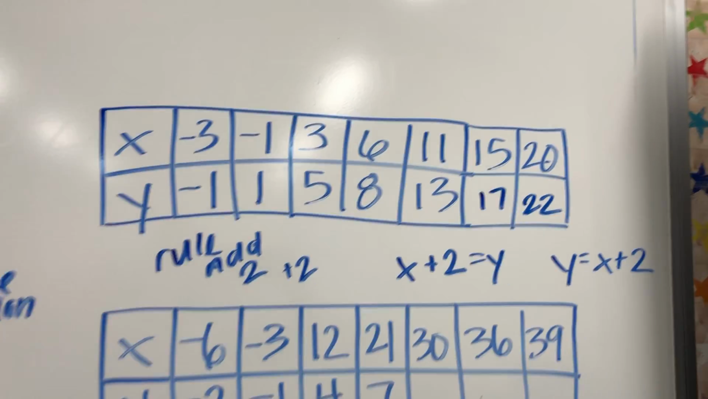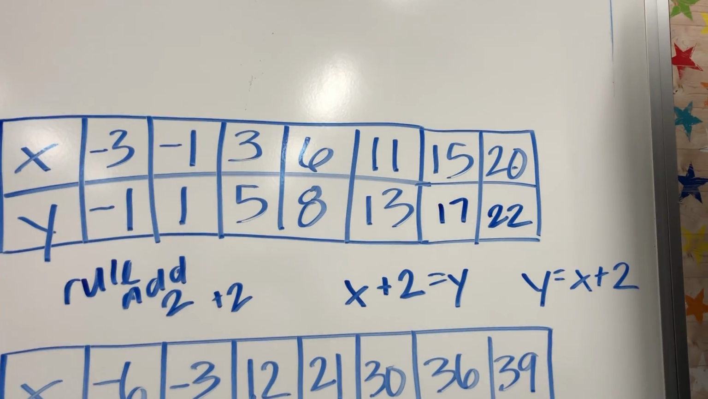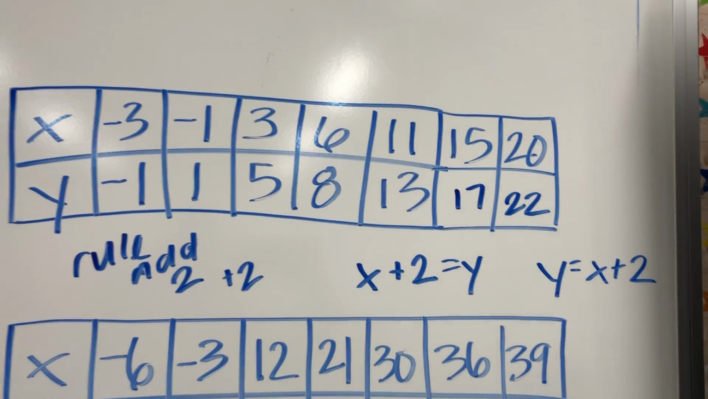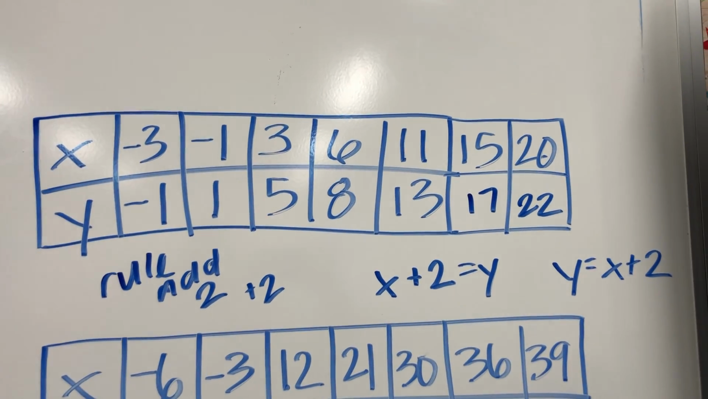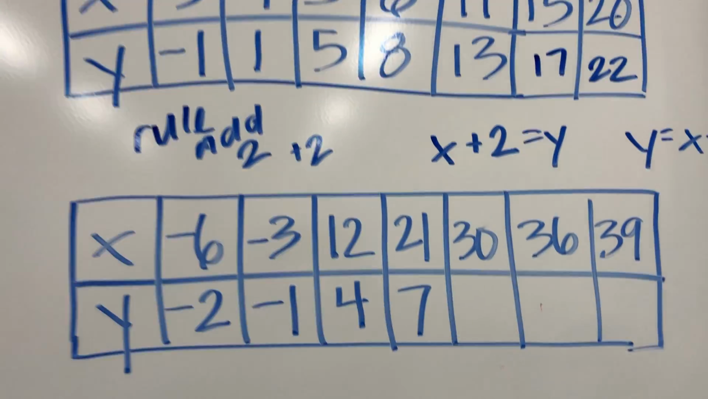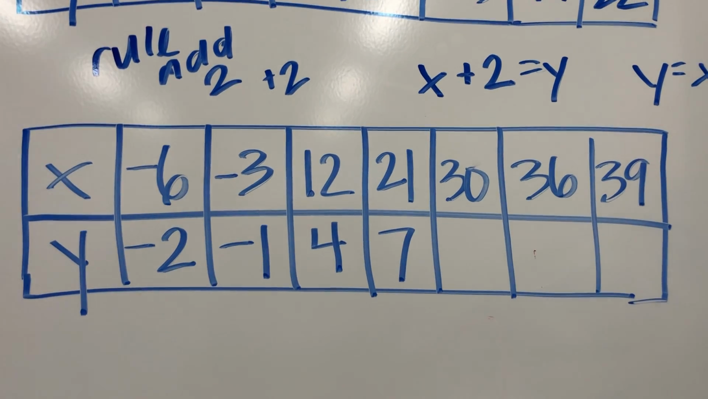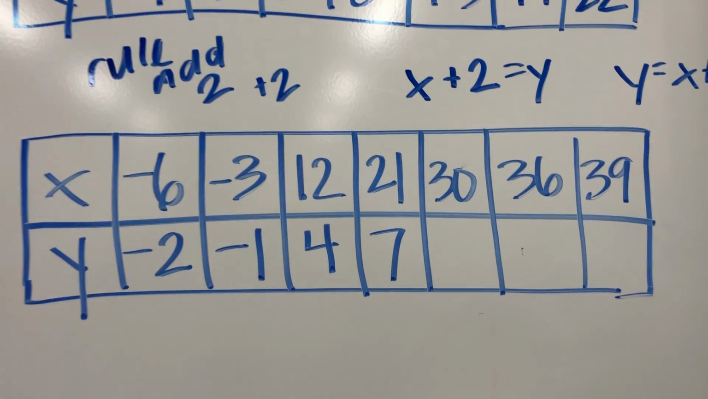So we examined, we found the rule, which is adding 2. We created our equation, and then we filled in the rest. Those are all of the steps for that problem. Okay, on to our next example. Same thing, going from X to Y.